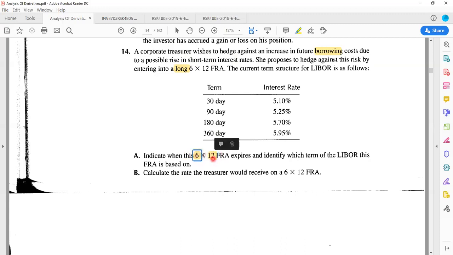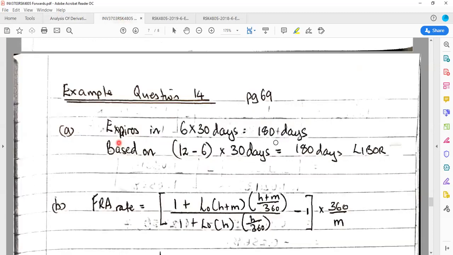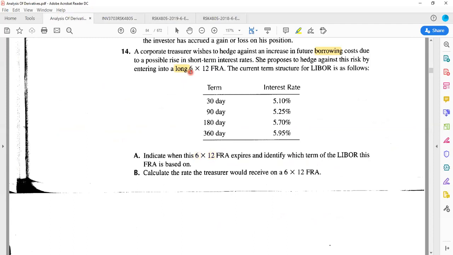The underlying LIBOR is also based on 6 months, right? So the contract expires in 6 by 30 days, which is 180 days. And it's based on the 12 minus 6 months times 30 days, 180-day LIBOR. So remember, the first number tells you when the contract expires, when you are allowed to borrow or lend. And then 12 minus 6 gives you the number of months you want to borrow or lend for.